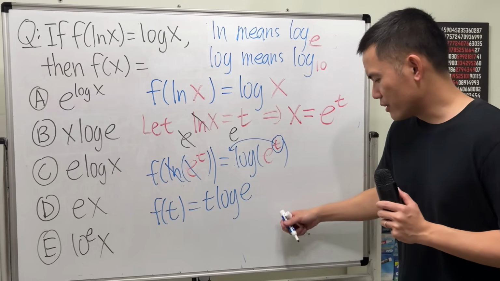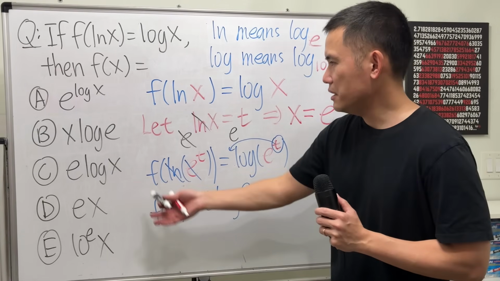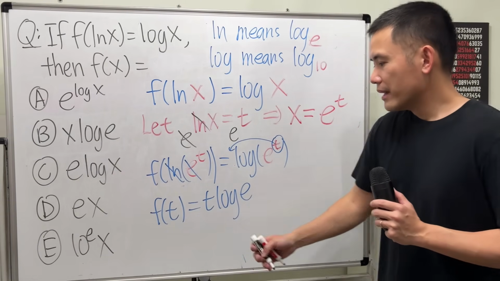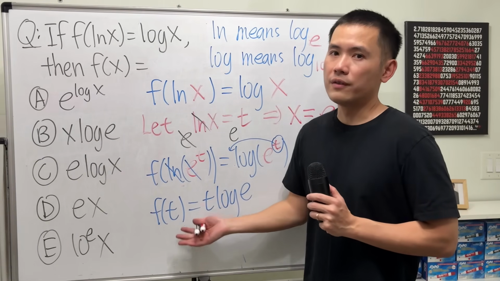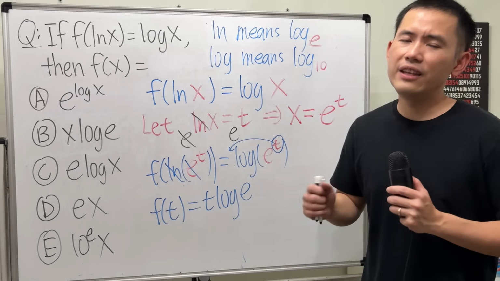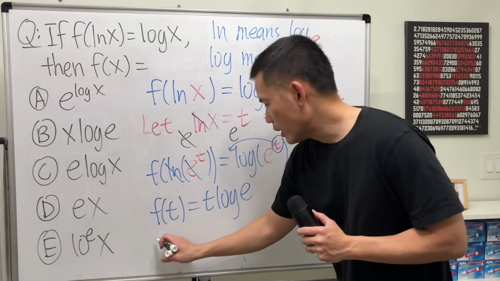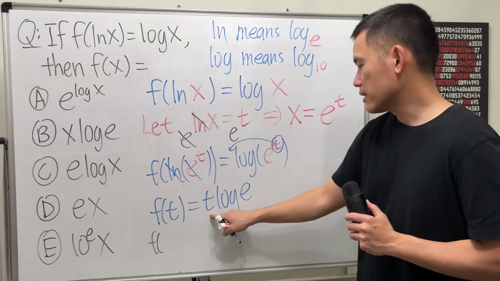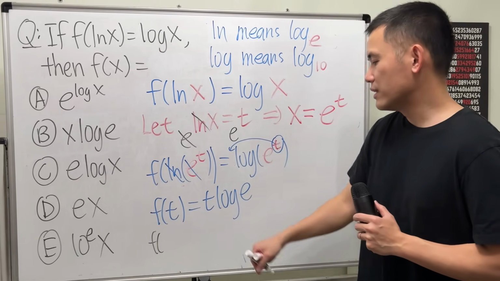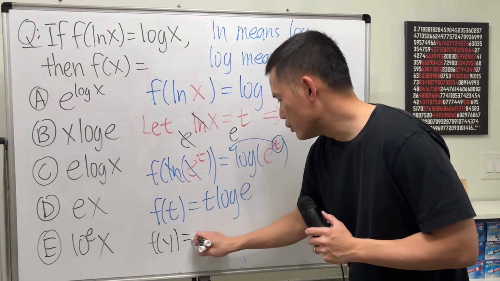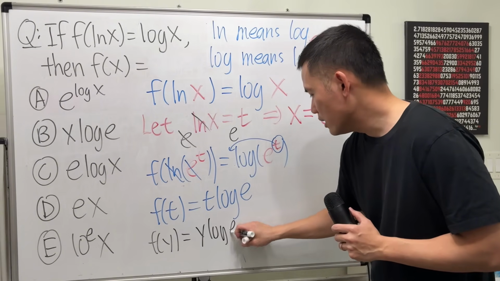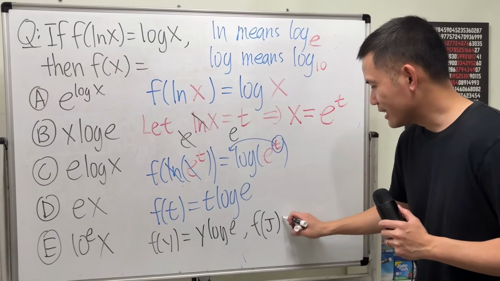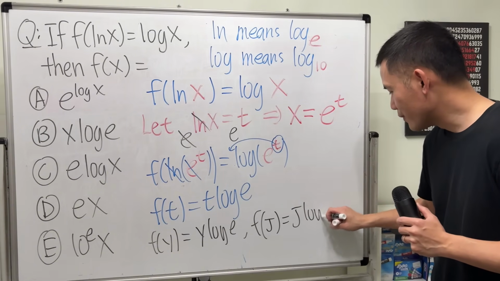But now you might be wondering, I don't have the t's right here. What are we talking about? We have the x's. This is t. Well, this is just the input that we use for the function, and you can technically use any input that you want. For example, I can say f of, if you plug in 13, you just plug in 13. If you plug in 17, you plug in 17. If you plug in y, then you will have y log of e. If you want to say f of j, that's just going to be j log of e.